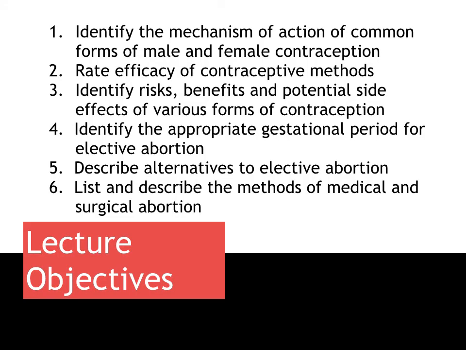So our overall lecture objectives: we're going to look at the mechanisms and actions of common forms of male and female contraception, rate and discuss the efficacy of different contraceptive methods, and identify risks and benefits and potential side effects of various forms of contraception. These are definitely conversations that you might have with patients. I do from time to time when giving education to patients on different options they might have. We're also looking at abortion: identifying the appropriate gestational period for elective abortion, alternatives to elective abortion, and then surgical and medical abortion types as well. So those will be the main topic areas.